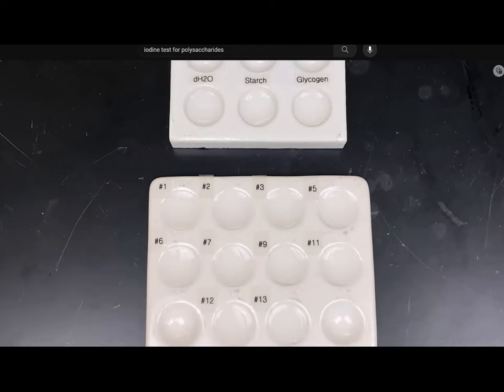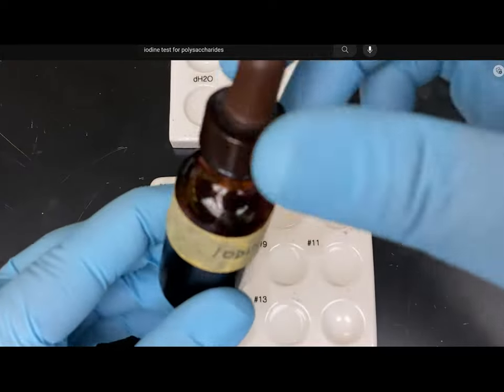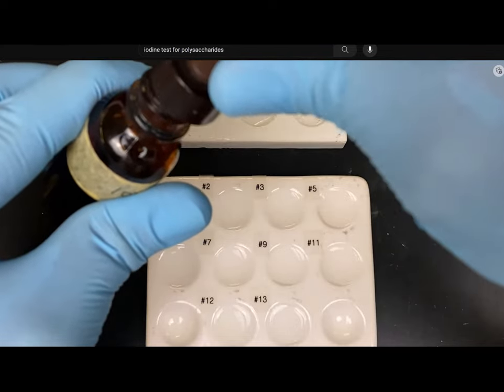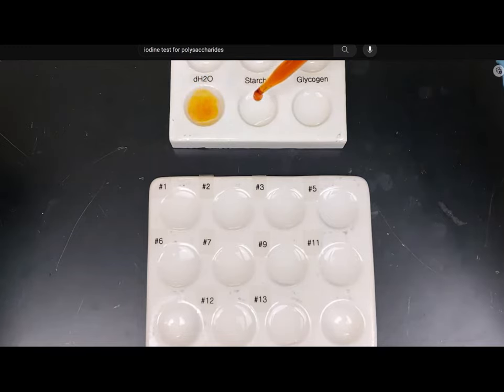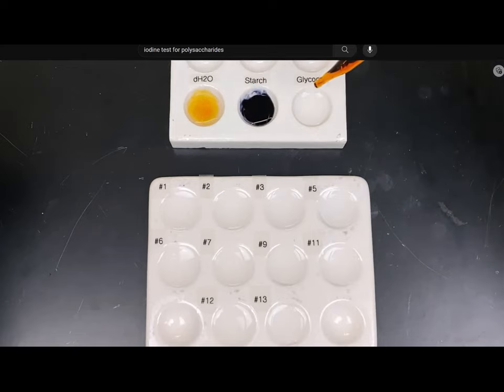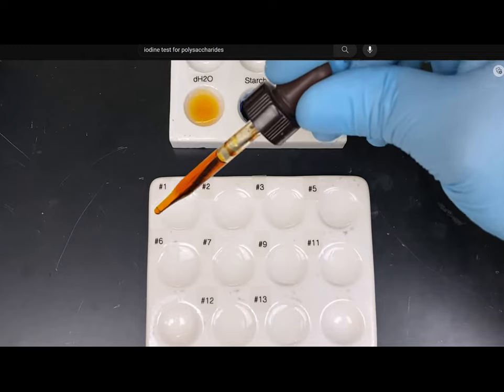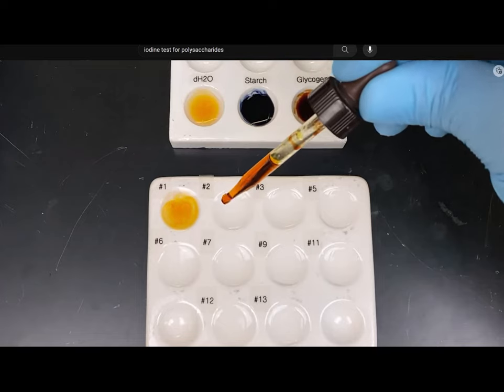Second lab in our carbohydrate identification series. In this lab, we'll add iodine to some solutions. It is a test for polysaccharides. If polysaccharides are present, there will be a significant color change. We add 2 drops to 0.5 mL of each solution. Here we have our negative control, our water, positive control, starch, and another positive control, glycogen. Notice the significant color change between the negative control and starch and glycogen. Let's now test our samples. Sample 1. Sample 2.